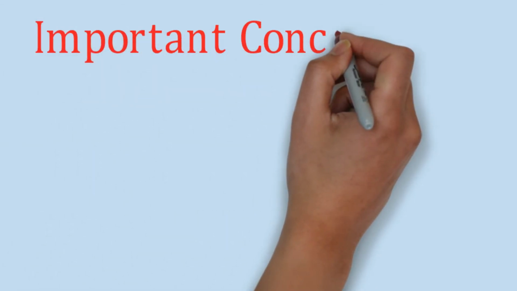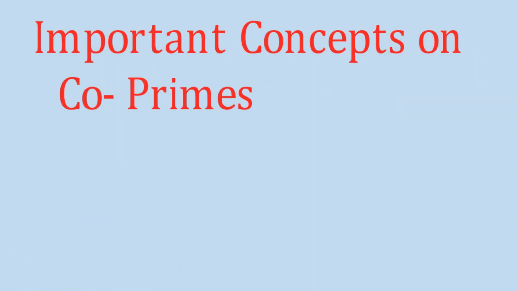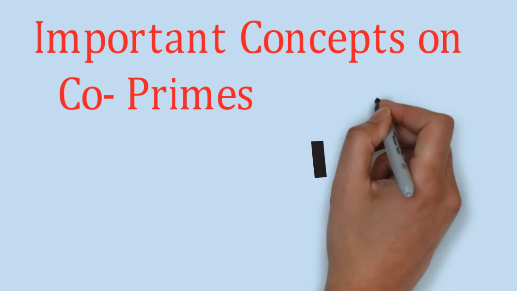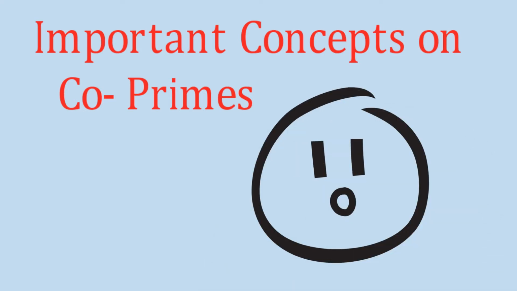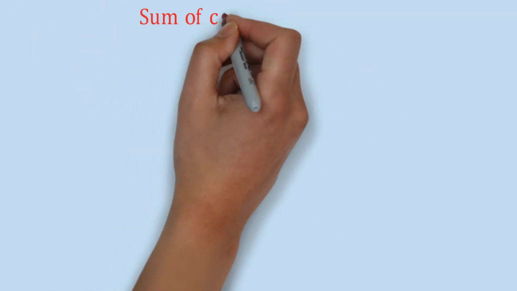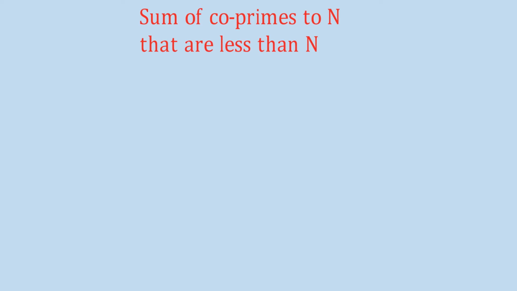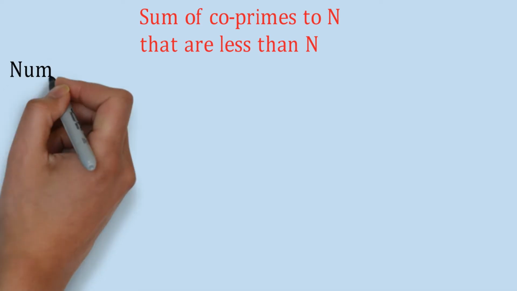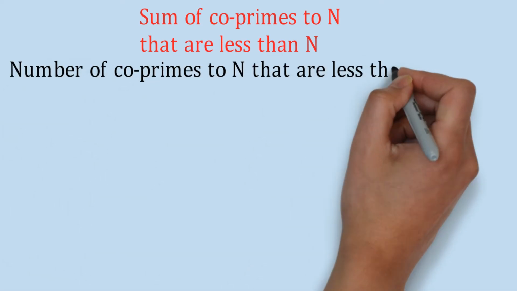In this video, we are going to discuss some of the most important concepts on coprimes. In the previous video, we studied what coprimes are. In case you have missed the previous video, do watch it before going ahead with this one, because it's a very important concept on coprimes. So we are going to see how to calculate the sum of coprimes to n that are less than n.